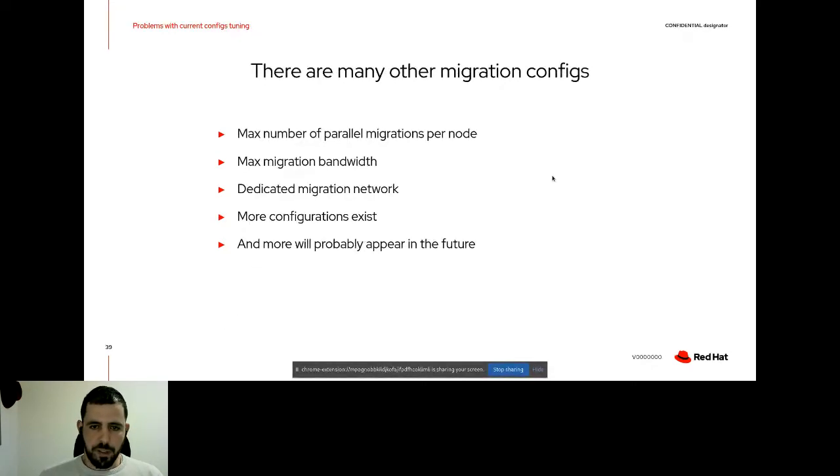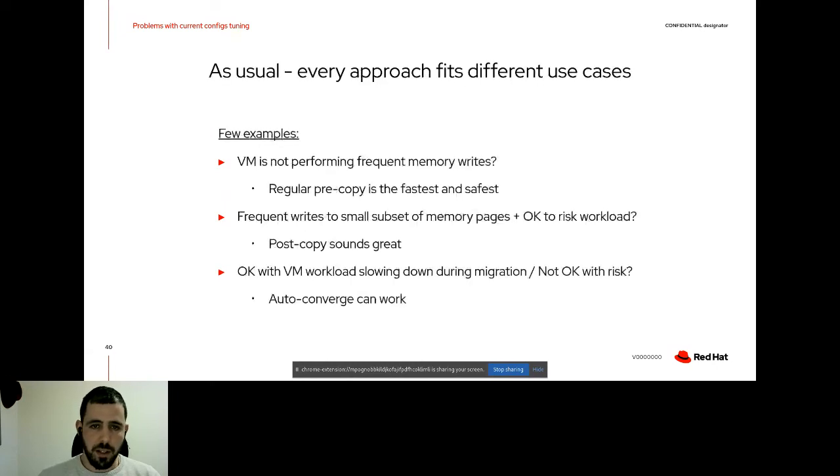So basically, I showed just one kind of migration configuration, but we have many others, like the maximum of parallel migrations per node, the maximum migration bandwidth, and a dedicated migration network. And of course, we will have more configurations in the future. And basically, there is no best configuration for all use cases.